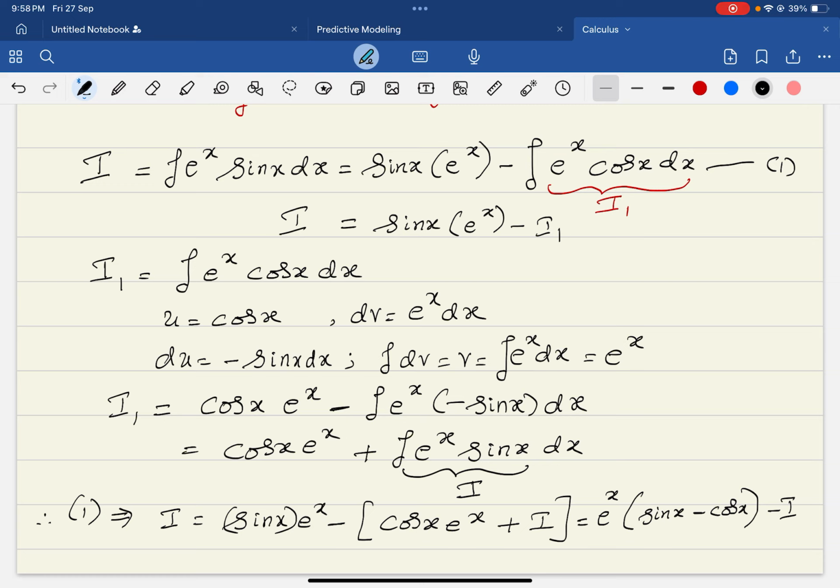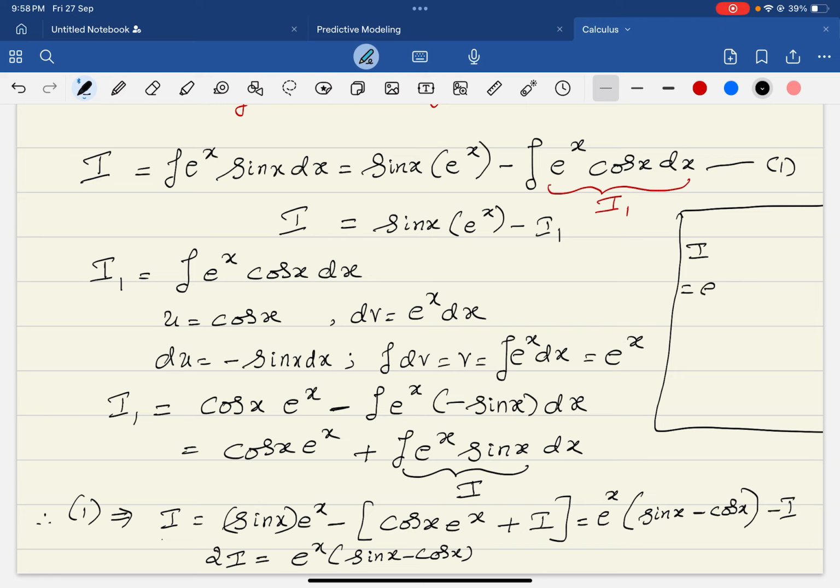Now if I take this I to the other side, it becomes 2I is e raised to x times of sin x minus cosine x. So the solution for this is what now? I is given by e raised to x over 2 times of sin x minus cosine x. This is the solution.